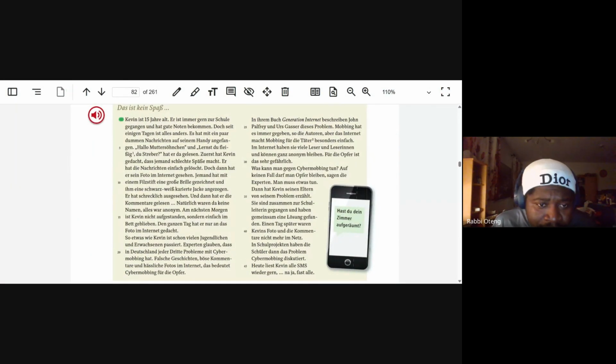Ja. Gelöscht. Doch dann hat er sein Foto im Internet gesehen. He thought that it was nothing important, but then he saw his photo on the internet. Jemand hat mit einem Filzstift, Filzstift. I think Filz is flash, I don't know, flashy pen. We have something like that. I don't know, but Filz means flash. Okay. Einem Filzstift eine große Brille gezeichnet.